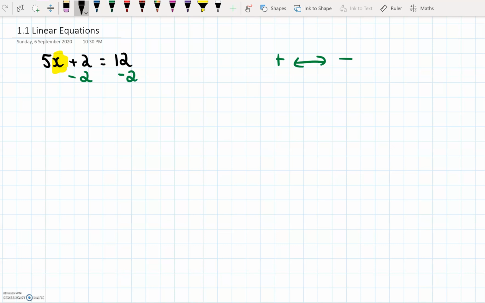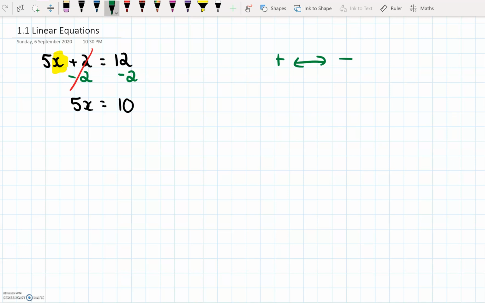Okay, now on the left, we have 5x plus 2 minus 2. The plus 2 and minus 2 can be cancelled out. And so now on the left, we will just have 5x equals 12 minus 2, which will give us 10.